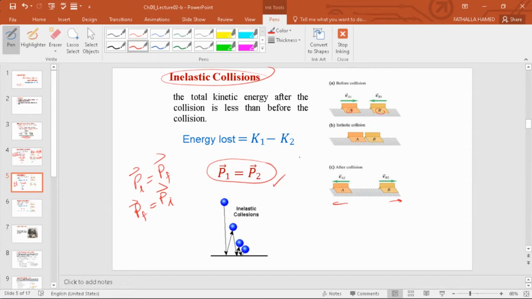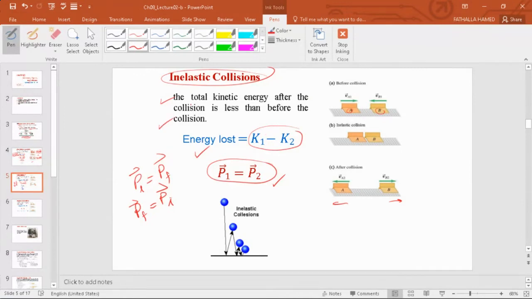So this holds in this type. But when it comes to inelastic collision, we look at K2 minus K1. If K2 minus K1 is equal to 0, then you really have elastic collision. But in inelastic collision, this is not going to equal 0. And this means that you lost energy. Here we say that the total kinetic energy after the collision is less than before the collision.